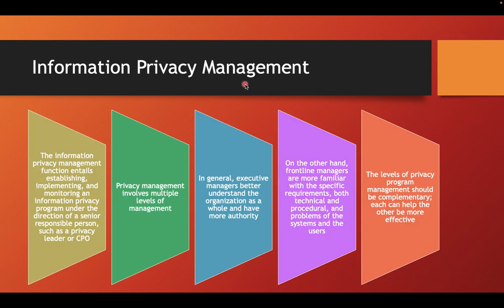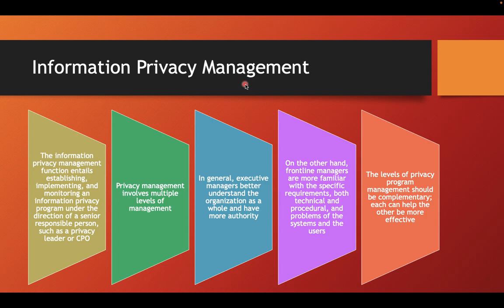Information privacy management first looks at these five canonical blocks. The first is the information privacy management function, which entails establishing, implementing, and monitoring an information privacy program under the direction of the senior responsible person, such as the privacy leader or the chief privacy officer.